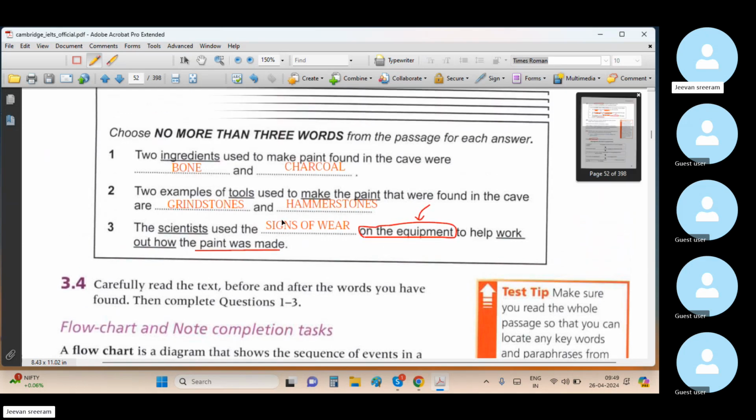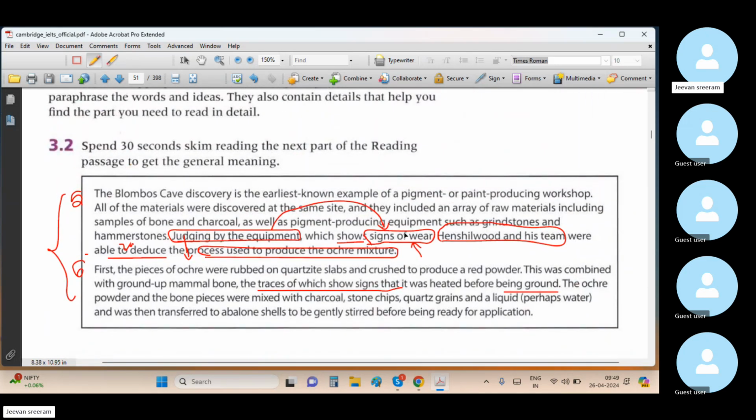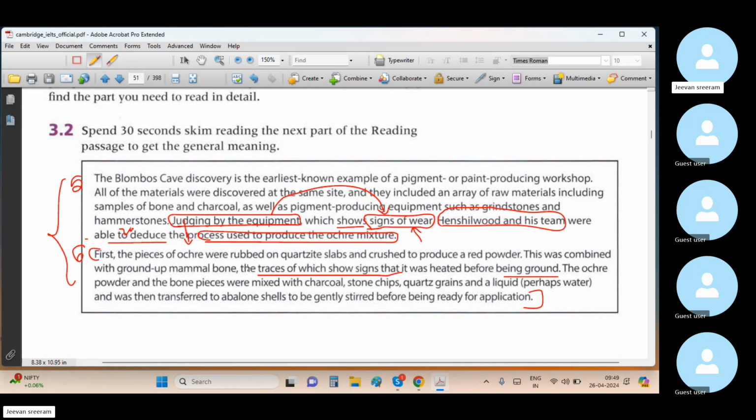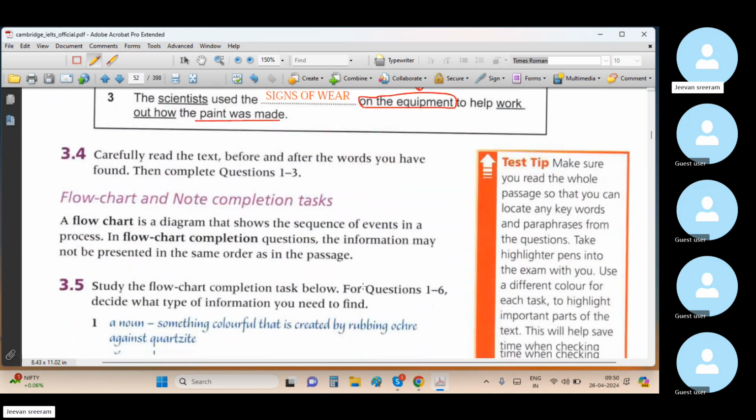So signs of where, where have you found signs of where? Answers follow passage order, right? You have found signs of where here. Okay, so the last paragraph is actually enough, because the first paragraph has already been covered by the first set of questions. So this second paragraph is yet to be covered in the form of questions by the examiner. So this paragraph is actually enough to answer these flowchart completion questions.